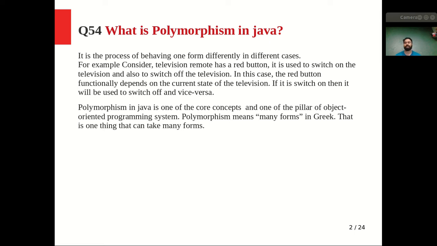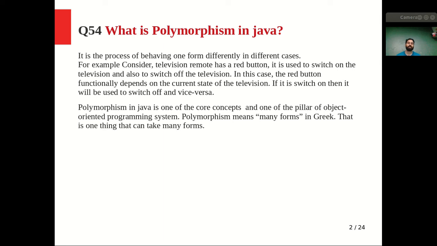For example, you can take an example of a television remote. Let's say you have a television remote. It has a red button. It is used to switch on the television, and also to switch off the television. In this case, the red button functionality depends on the current state of the television. If the television is already in switch off mode, then the red button can be used to switch it on. If the television is already in switch on state, then that same red button can be used to switch it off. So a red button on a television remote can act differently in different cases. This type of process is called polymorphism.